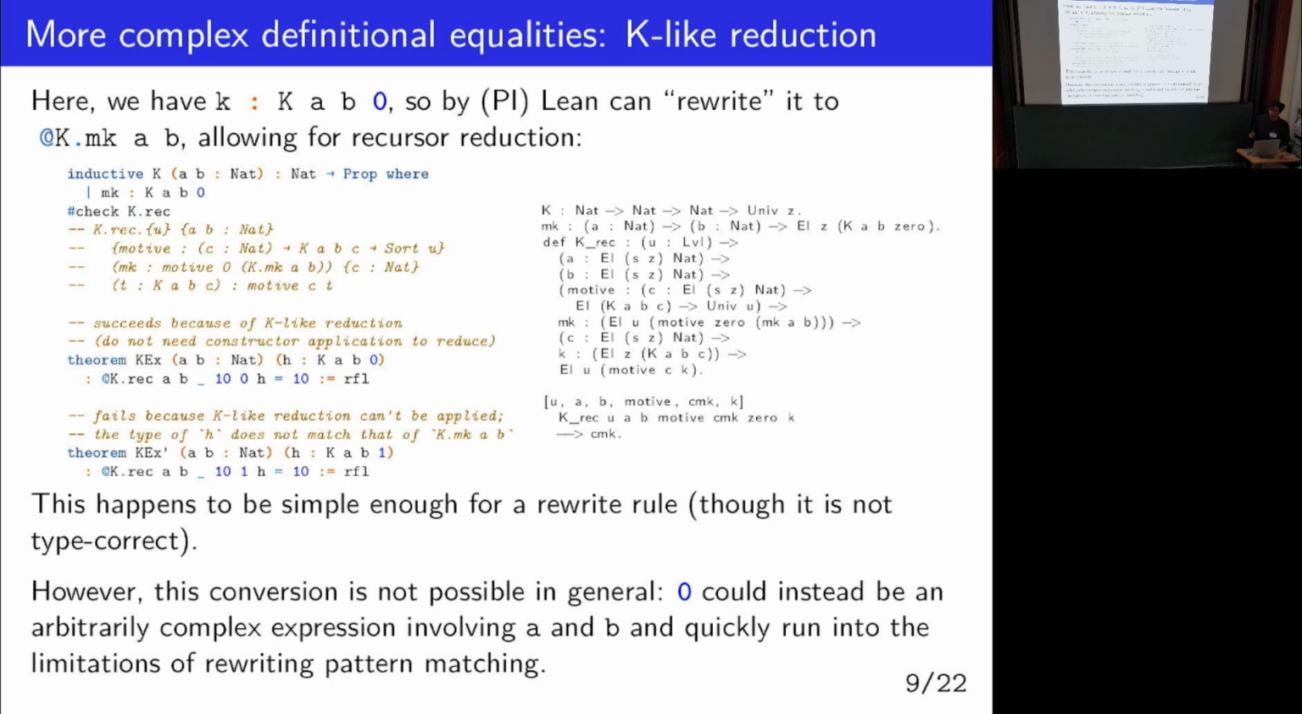But in general, this is not really possible, because instead of 0, we may have had some arbitrarily complex expression that depends on A and B when we defined our constructor here. And if we have a complex expression, or even just A plus B, that's already very complicated for us to match on in a rewrite rule, because we need to match that syntactically. And it's not really clear how to do that, because A plus B is also defined in terms of the recursor, and when we expand that, it would be very complex to match on syntactically in Dedukti. So there are limits to this approach that we need to get around.